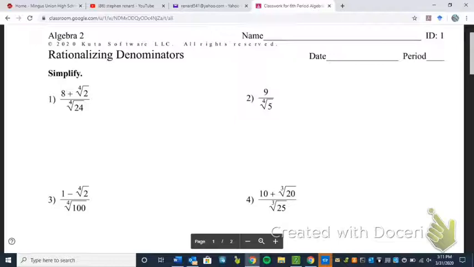So, today, this is what I posted on my Google Classroom. Rationalizing denominators. We're going to take a look at what that means. This is something that a lot of people had difficulty with when we went over it in class, and so I figured it'd be a good thing to brush up on.